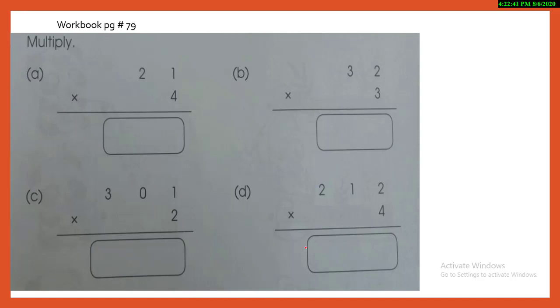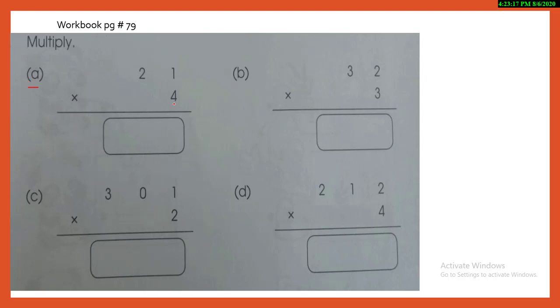Okay, now my students, it's time to start working with me. Open your workbook page number 79. This is seriously a very easy method. My super smart kids can easily do it. Now let's start with part A.